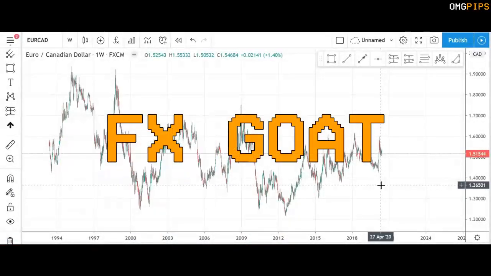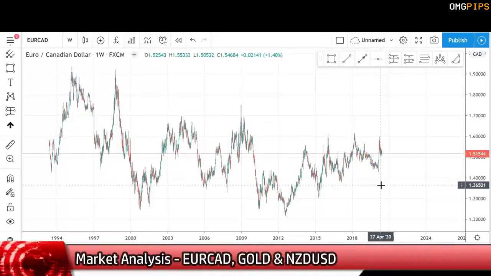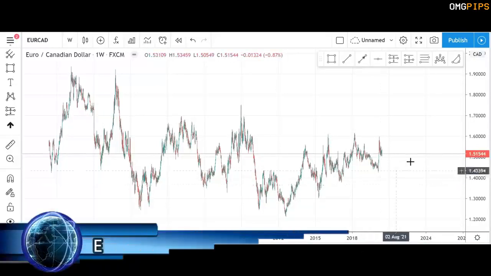Today we'll be analyzing three pairs again. We'll be starting firstly with EURUSD, secondly gold, and lastly NZDUSD. Let's get started. We're firstly starting with EURUSD.